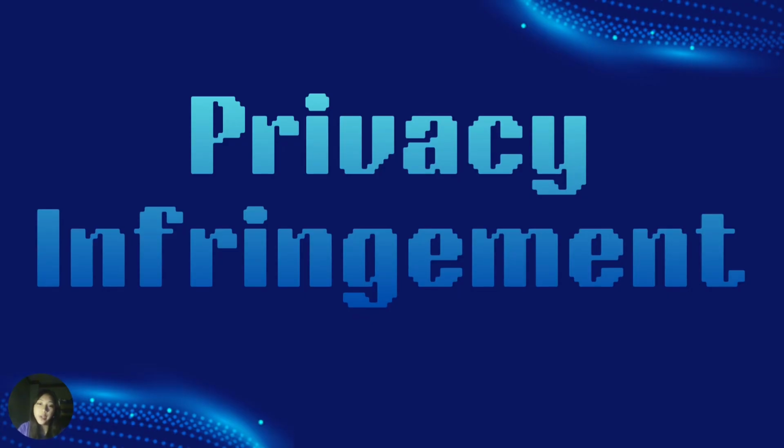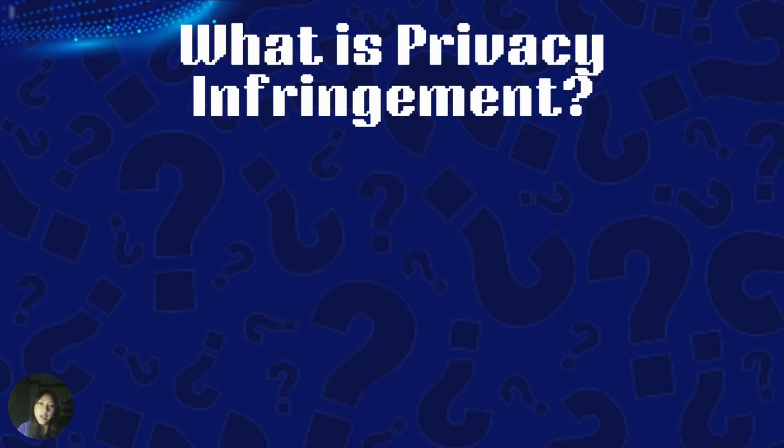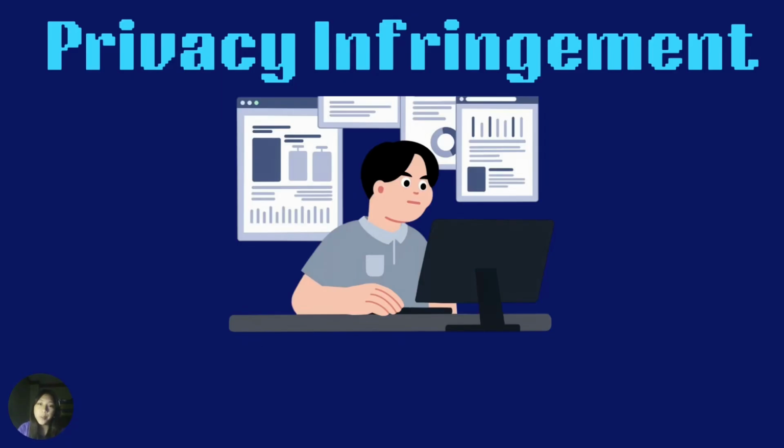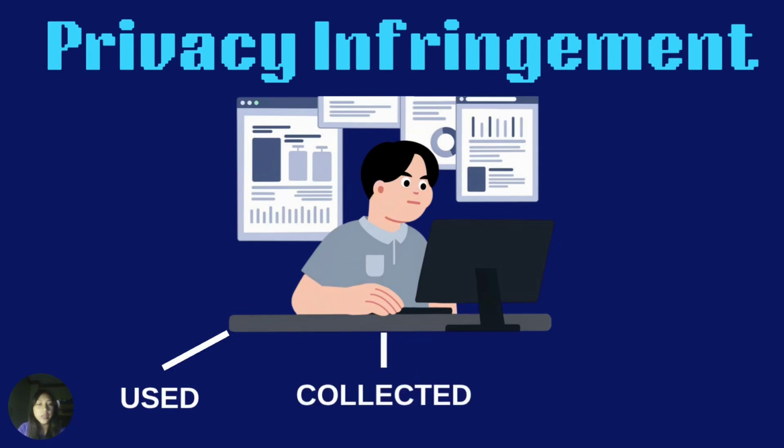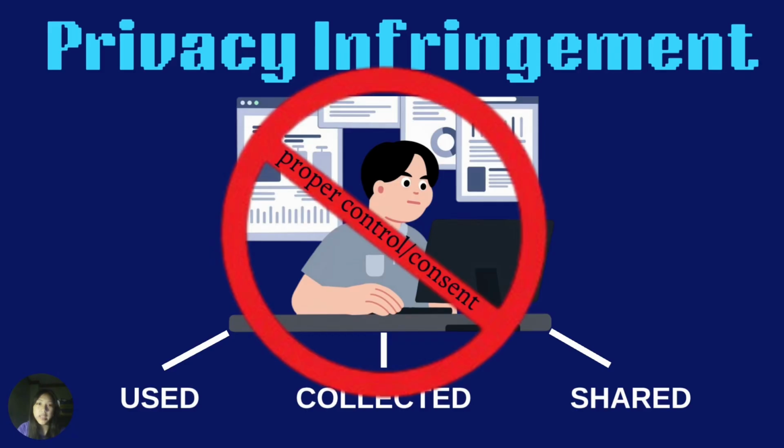As STEM students, we often focus on how technology is built, but today we'll focus on how it can be misused to violate our rights. So first, what is privacy infringement? Privacy infringement happens when personal data is used, collected, or shared without proper control or consent. In simple terms, it means your private information is being accessed or exposed in ways you did not agree to.